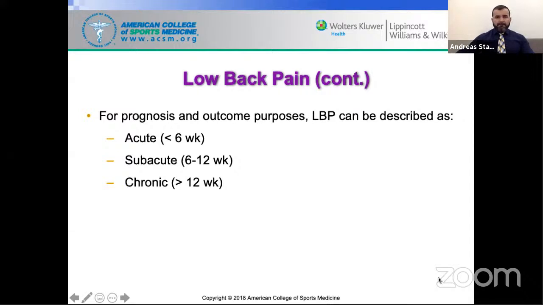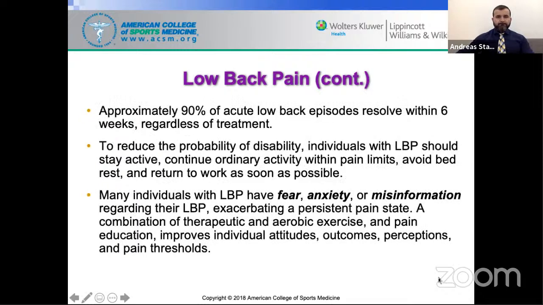Acute, less than 6 weeks, subacute, 6 to 12 weeks, and chronic, more than 3 months. Okay, we covered that already. 90% is resolved within 6 weeks. That's great.